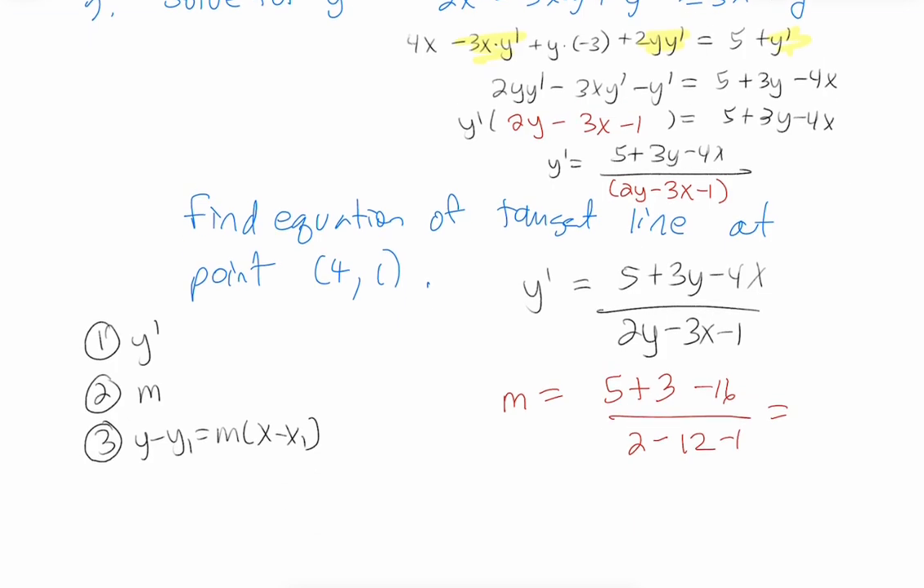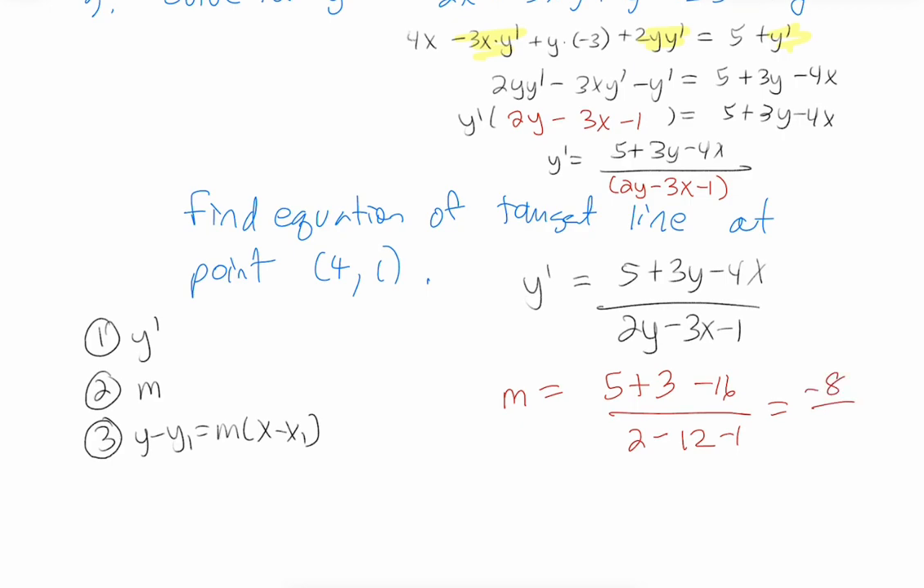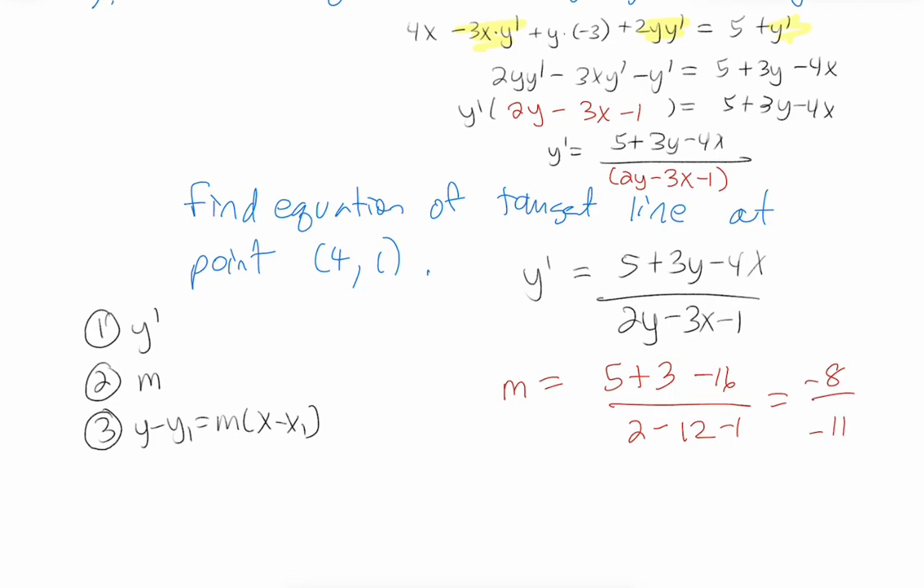Let's make sure I did that right. Okay. 5 plus 3 minus 16. 2 minus 12 minus 1. Okay. So on top, we get negative 8. On the bottom, we get negative 11, for a slope of 8/11.